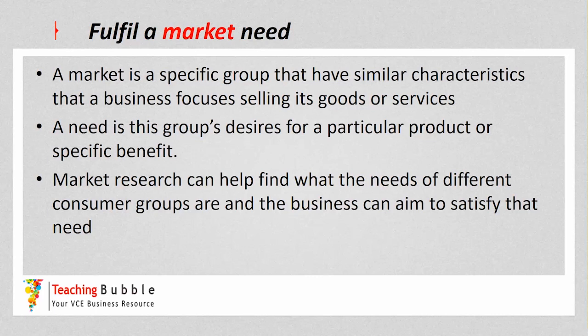Now, firstly, a market, it's a specific group or even an industry where the people have similar characteristics that the business focuses selling its goods and services to. And a need is this group's desire, or what you might hear as the needs and wants for a particular product or benefit. And so the business is aiming to meet that particular need. Now, businesses will normally conduct market research to find out what the market they are trying to sell to actually wants, and then works to meet that need. If they are able to meet that need, then they'll likely attract more customers.